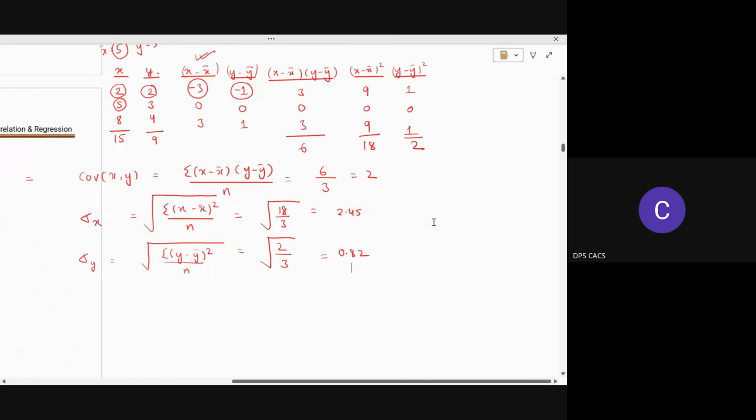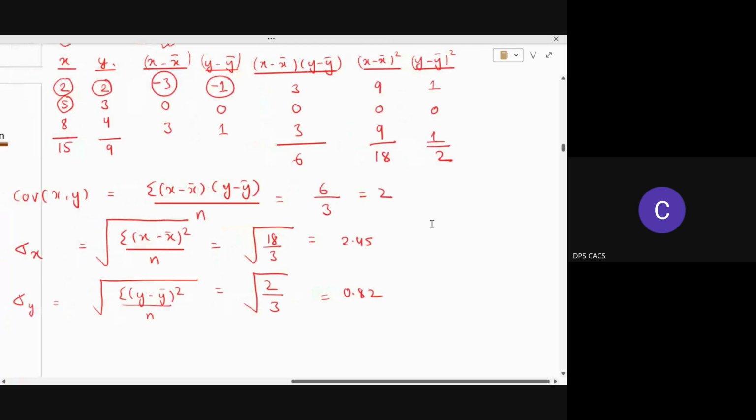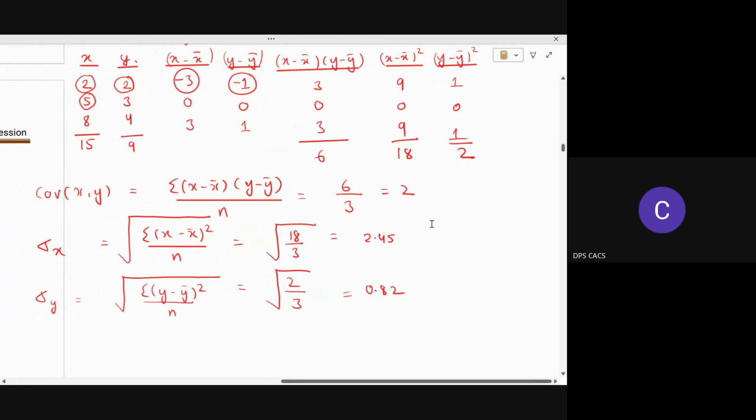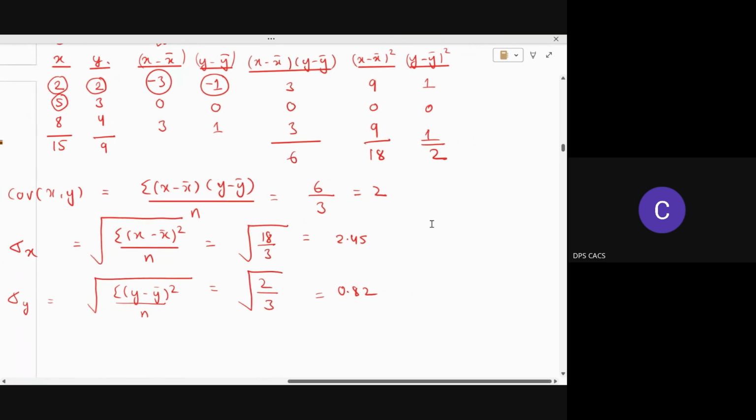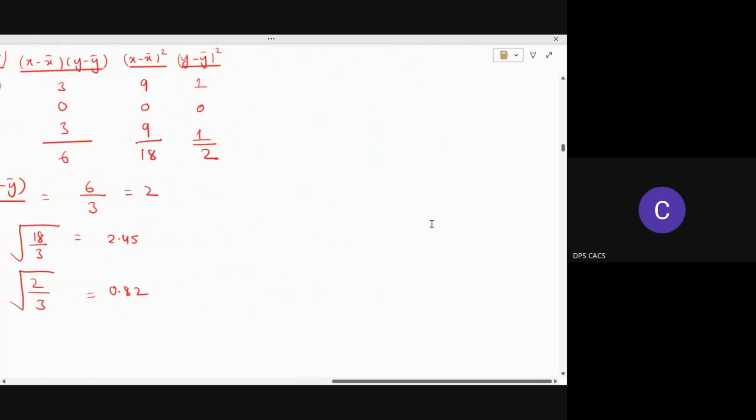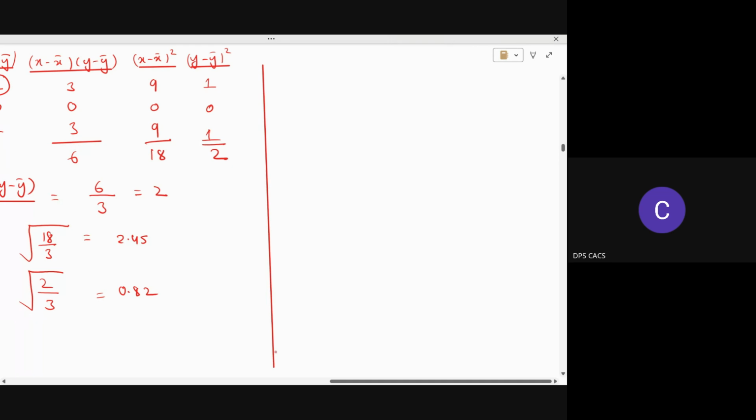Sir, we calculated all the columns, 5 columns we made actually, and after that we calculated 3 things. And now, do you remember the formula? Formula of R. What was the formula of R? R equals covariance in the numerator divided by SD of x into SD of y. So you have all the 3 figures with you. Covariance is 2. SD of x is how much? 2.45 and 0.82. What is the final answer?